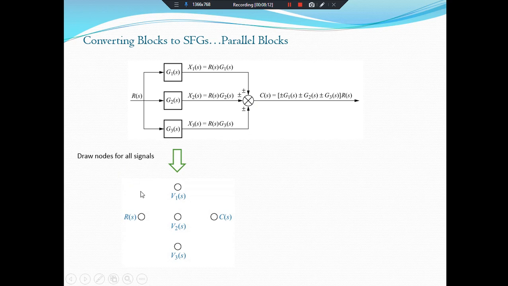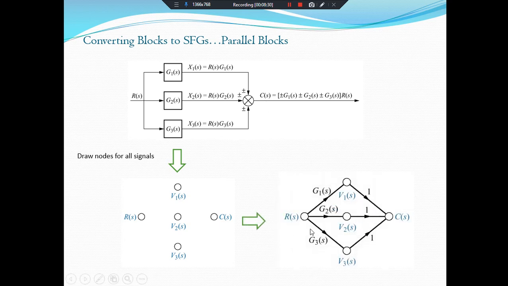The same concept we have used earlier for the series blocks. This is the R of S, then the V1 of S, V2 of S, V3 of S, and here comes the signal at the output C of S. Now we will draw the system with the straight line or branch. So with R of S, here comes a branch G1 of S, and this will be added at the C of S, and the gain of this branch will be 1.